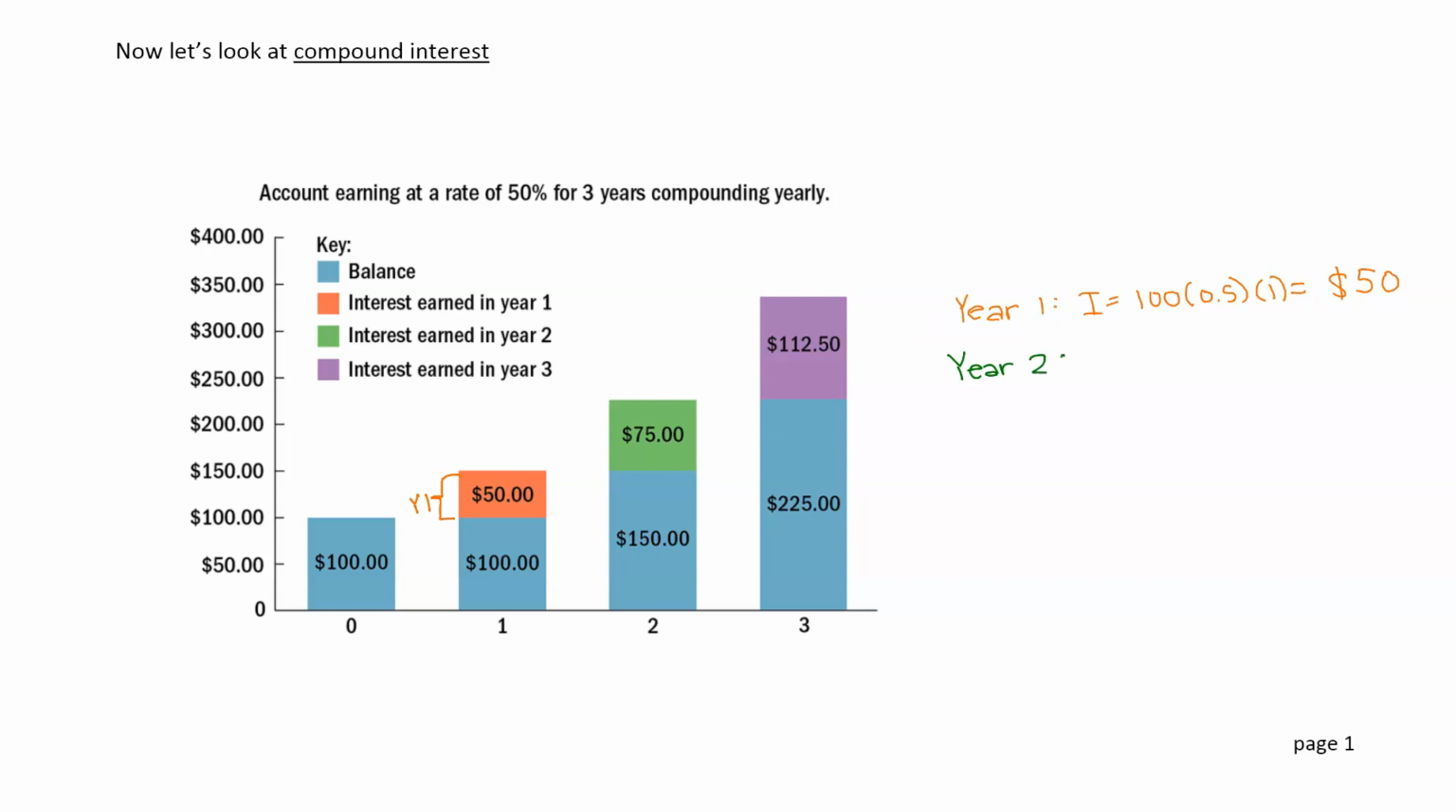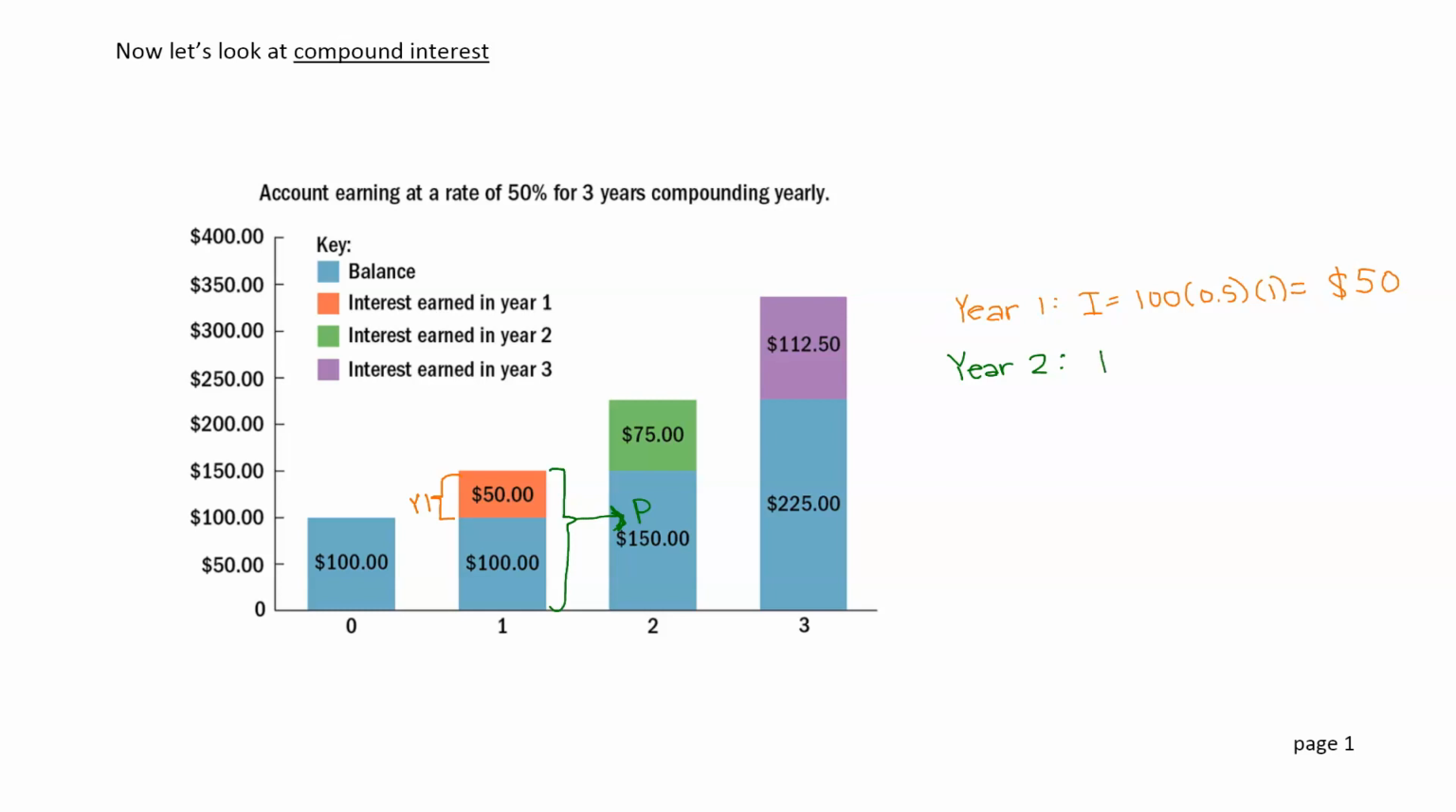Now, this year we're going to do something different than we did with simple interest. Instead of using 100 for the principal, we're going to take all the money in the account and that will become the new principal amount. So principal is now the $150 that was already in the account. That was the original $100 investment plus the $50 in interest.